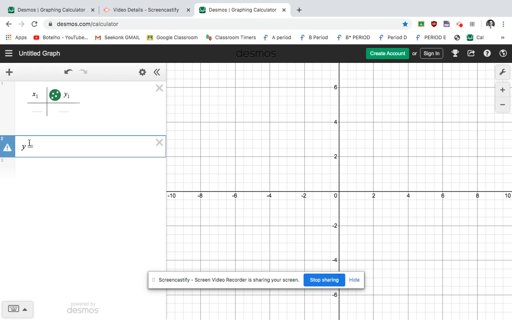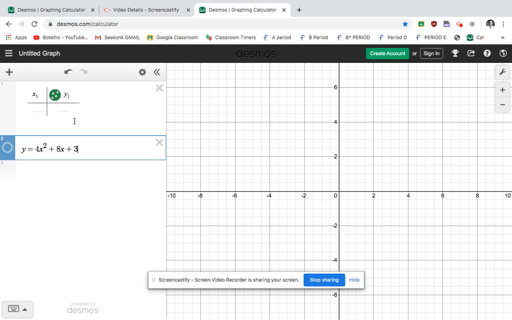So y equals 4x. I'm going to take the graph off so you don't see the answer right away. 4x squared, okay, plus 8x plus 3. All right, so here we go. Now we're going to actually put in the coordinates that you should have got from the actual table of values that you created.